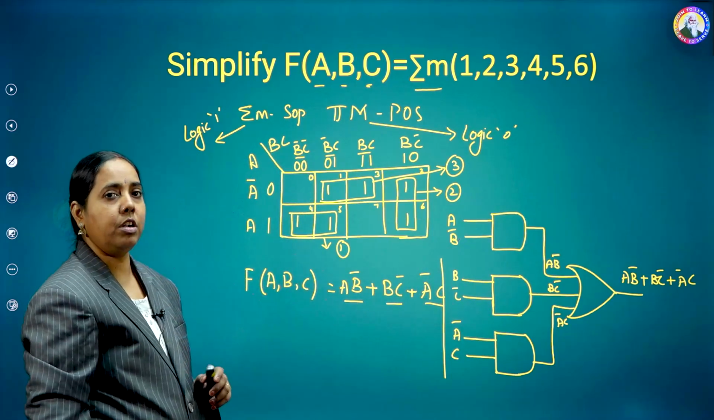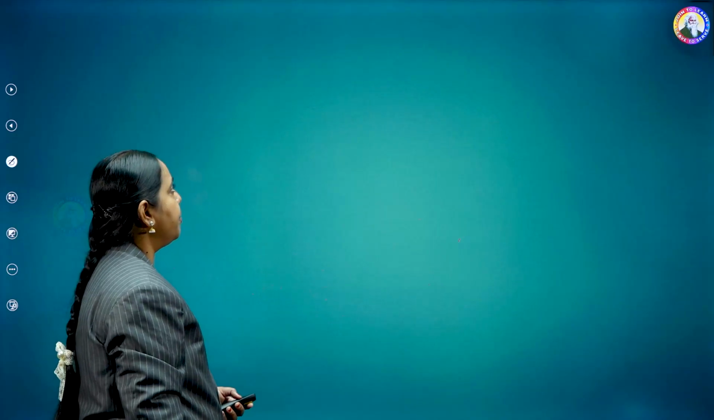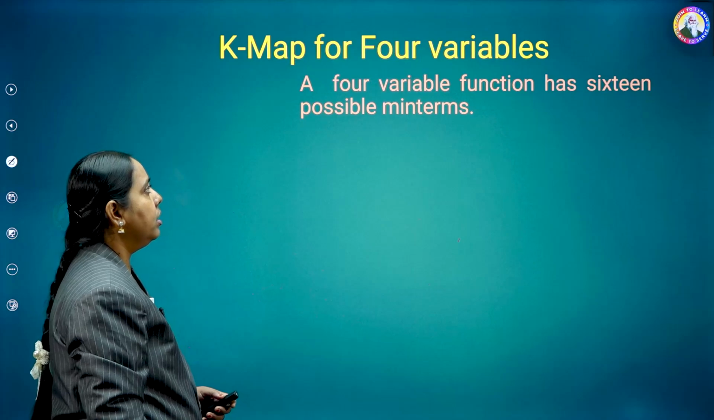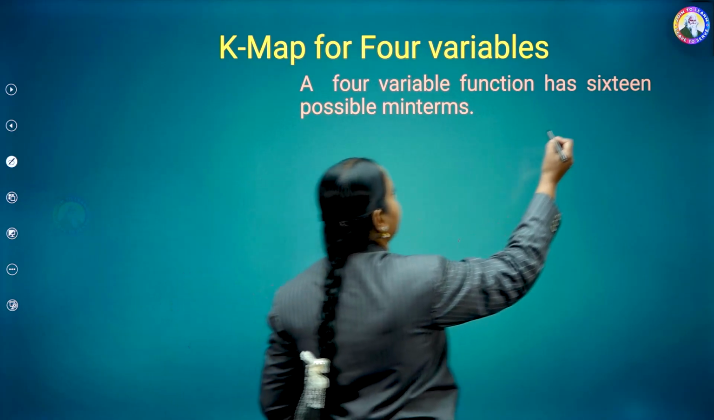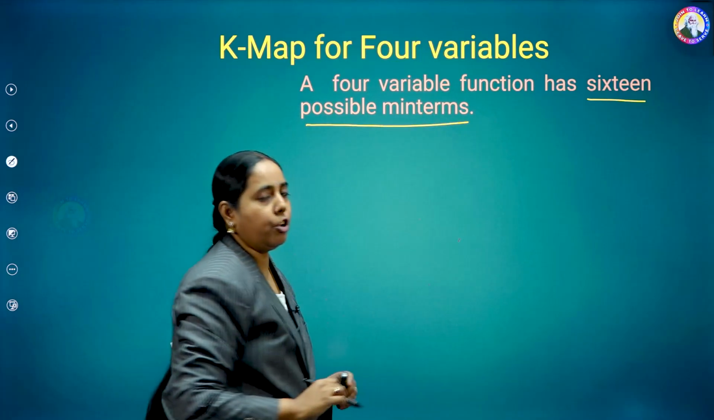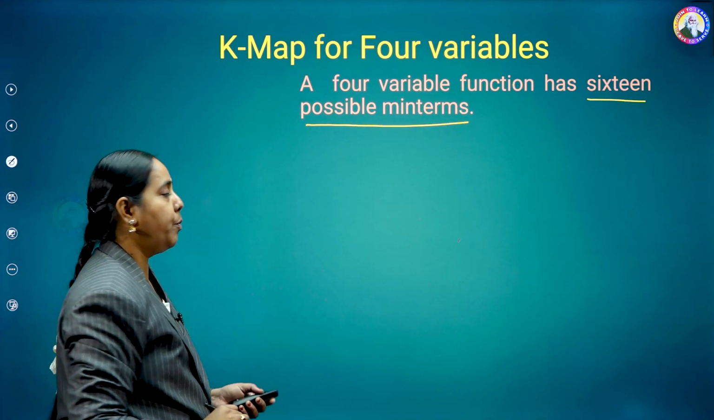So this is all about a 3 variable K-map. Next we will see the K-map for 4 variables. In this 4 variable K-map, you will have 16 possible minterms.